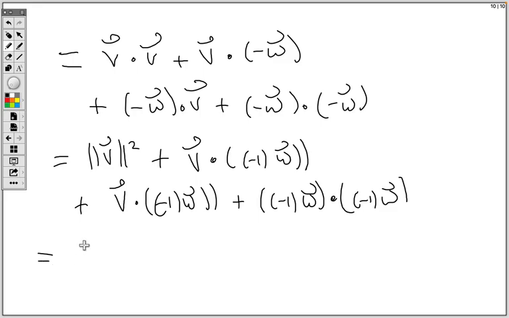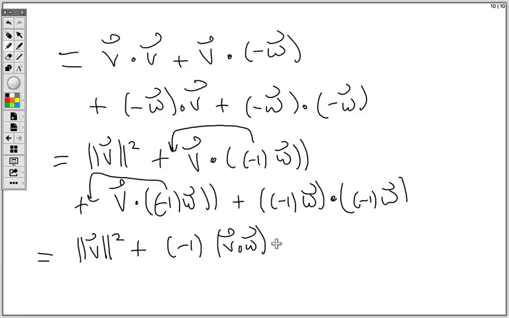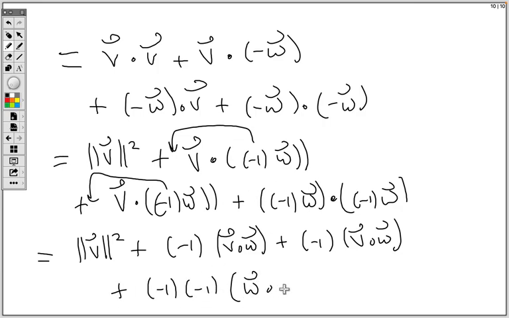And now we're going to continue here. I've got the magnitude of v squared. Now I'm going to use that scalar float property. I'm going to float that -1 out front. So it's going to be plus -1 v dot w. And I'll do the same here, -1 v dot w. And I'll float the scalar out twice here, so I'll have -1 times -1 times w dot w. And now we're pretty much at the finish line.